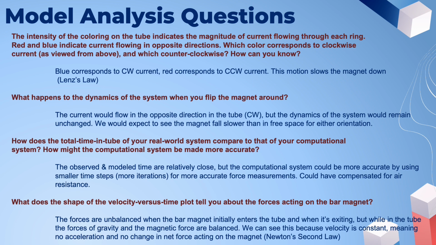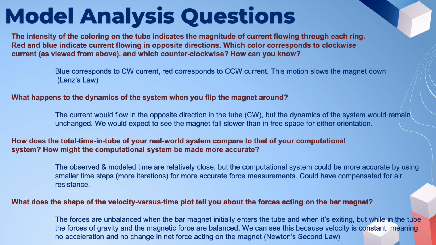If we flip the magnet around, nothing much changes as the magnet still falls slower than it would due to gravity alone, but the induced current here would flow in the opposite direction, clockwise, due to the flipped magnetic moment direction. The observed and modeled times here are relatively close, about 0.4 seconds off, but the computational model could be more accurate by using smaller time steps in the iterations, and we could have compensated for air resistance.